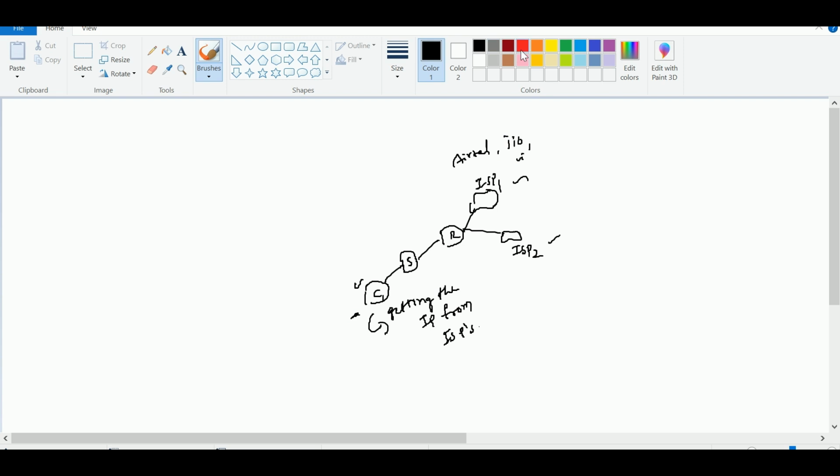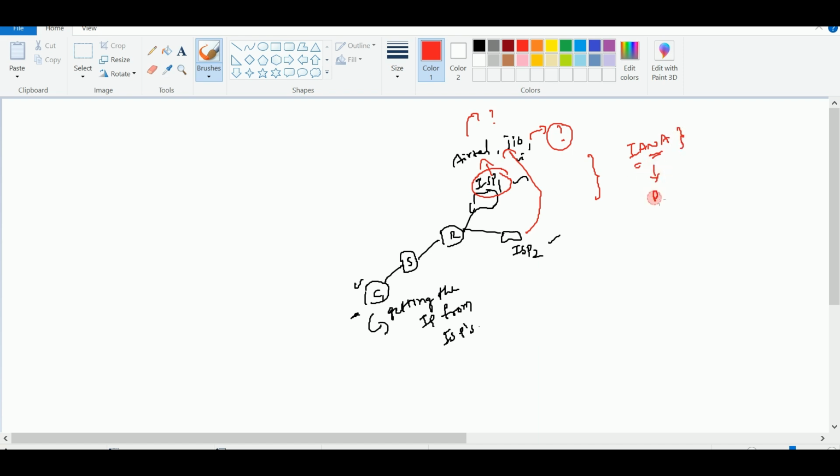But the question is, who is providing the IPs to these ISPs? Let's say this ISP one belongs to Airtel. From where is Airtel getting the IPs? This ISP two may be Jio. From where is this one getting the IPs? To answer that question, there is a big player called IANA. IANA is a global organization and it manages the entries across the world.